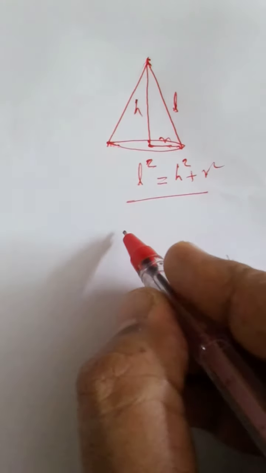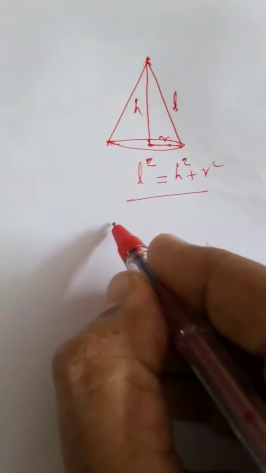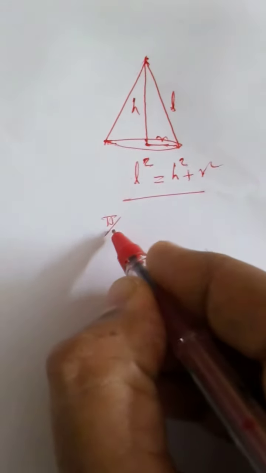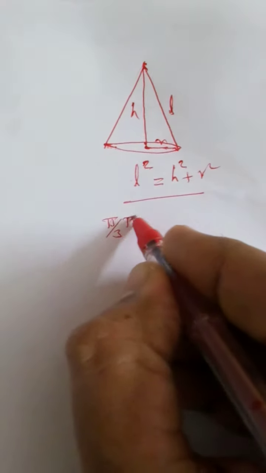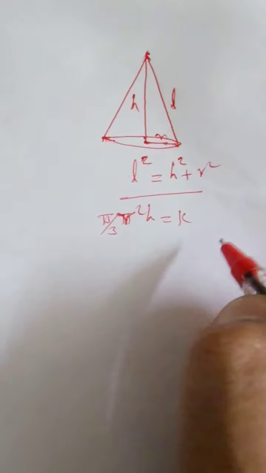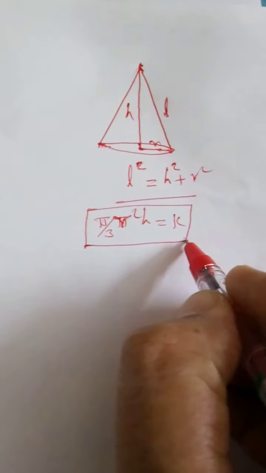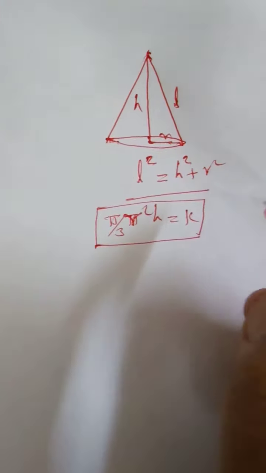Now we have been given that it's of fixed volume. So what is the volume of a cone? It is pi by 3 pi r square h, which is a constant value. So we have a relation that's been specified at the beginning itself. Your volume is given, it's fixed, it's a constant.